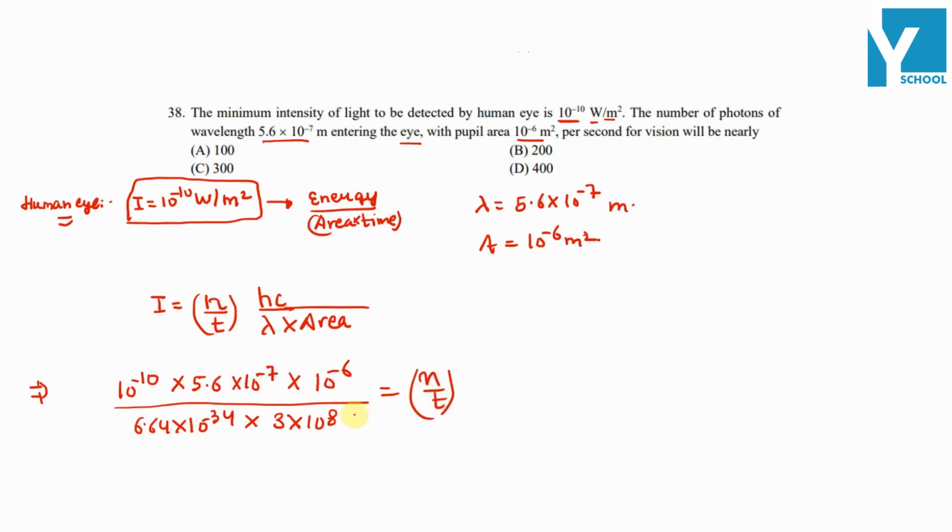So on solving this, we will get the number of photons per unit time to be equal to 300. So looking at the options, option C is the right answer.